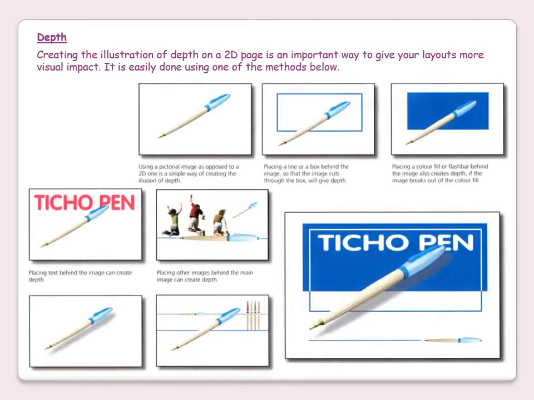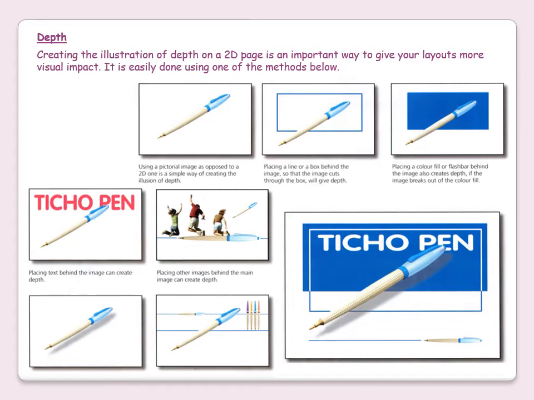Here in the top, we've got a pen. Just using a 2D image makes it look like it's floating. If we place a line behind the box, it gives that image of depth. Placing a colour fill or flashbar behind the image also creates depth if the image breaks out of the colour fill.